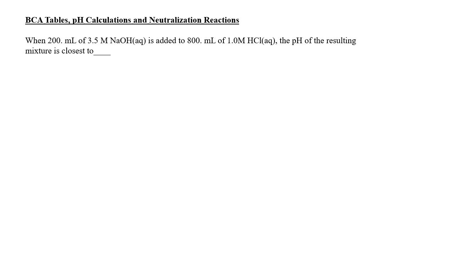So if they neutralize each other, the pH will be 7. But if they don't neutralize each other, we have to know what the excess reactant is and how much of it is present in its concentration. So that's why a BCA table is going to be helpful. Notice we have 2 volumes and 2 molarities. Oh yeah, this is a limiting reactant problem.